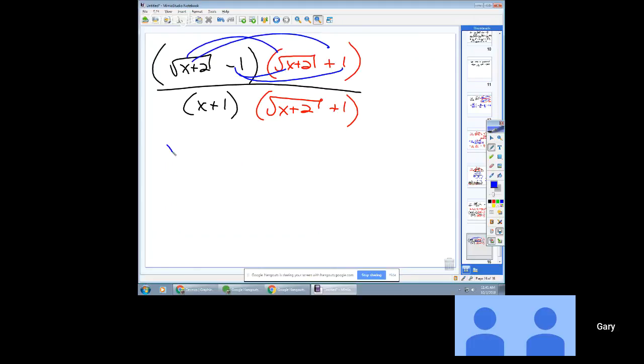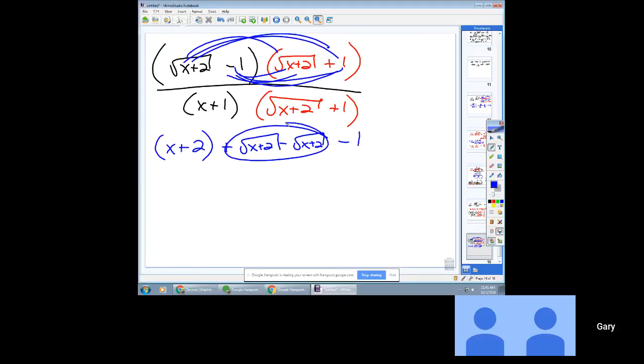So the square root times the square root cancels, and I get an x plus 2. Then I get 1 square root of x plus 2 from there, minus the square root of x plus 2 there. And then negative 1 times 1 is minus 1. The middle terms cancel out; they add up to 0. x plus 2 minus 1 is really x plus 1.